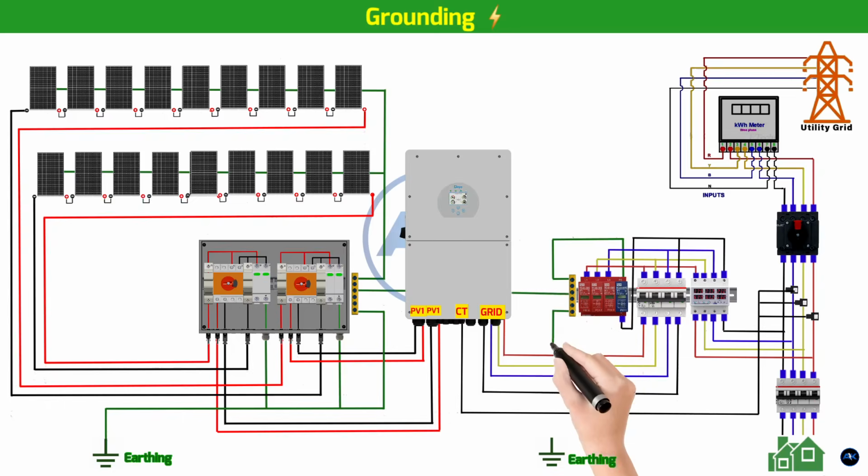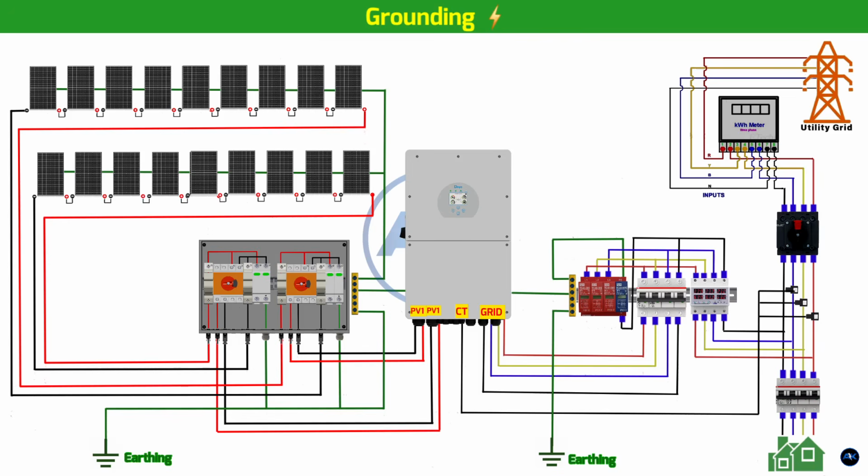2. AC grounding. Your inverter has a dedicated grounding terminal. The inverter must be grounded to your home's main electrical panel and the main grounding electrode. Make sure this connection is solid. All metallic enclosures like the DC-DB and the AC-DB must also be properly grounded.